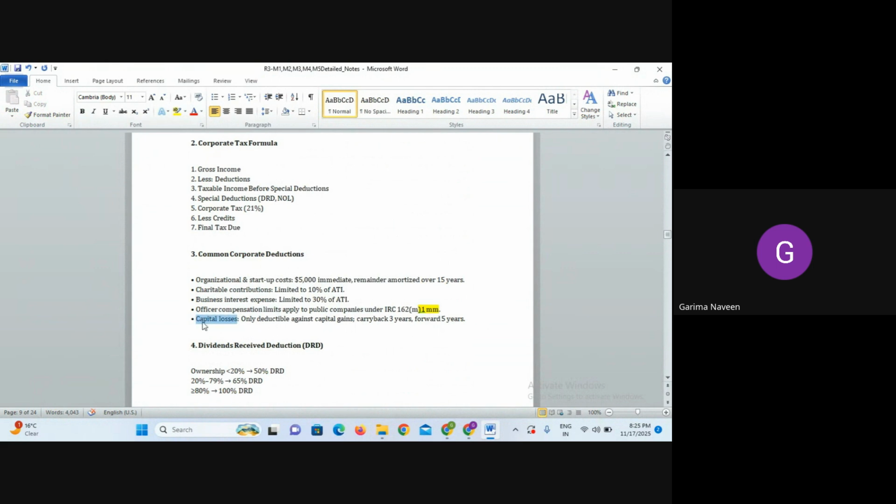Next, you have capital losses. So for the C corporation, you can only deduct your capital losses up to the amount of capital gains. Okay, here no 3,000 limit is given as in the case of an individual. So you do not get any additional deduction on capital losses. For C corporation, instead you can carry it back for 3 years as well as carry forward for 5 years.